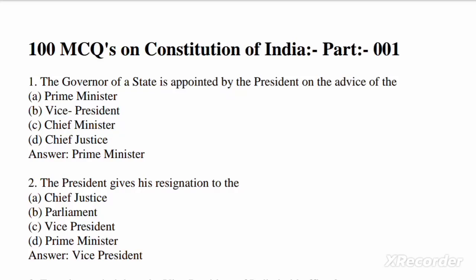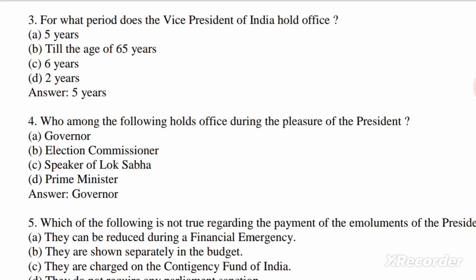100 MCQs on Constitution of India, Part 1. Number 1. The governor of a state is appointed by the President on the advice of the Prime Minister. Question number 2. The President gives his resignation to the Vice President.